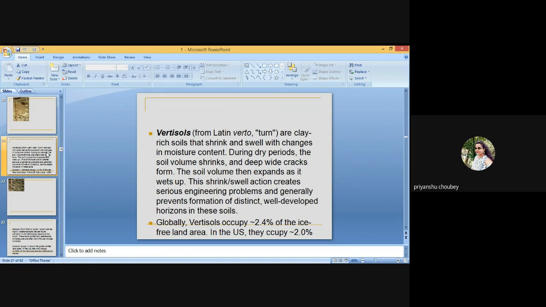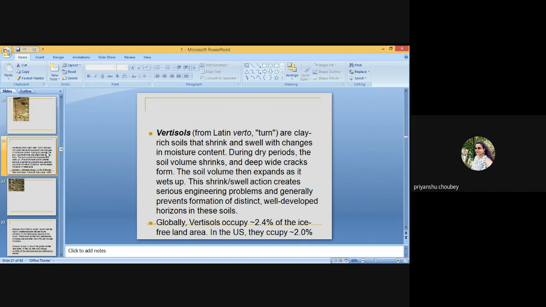Vertisol is a Latin word. Verto means turn. The concept is derived from soil morphology: 50 centimeter thick black or other dark-colored soil that swells when moist and shrinks when dry, which induces deep wide cracks, with gilgai microrelief. They have a high clay content, more than 30%, with a cemented type of minerals, and occur in the peninsular area.